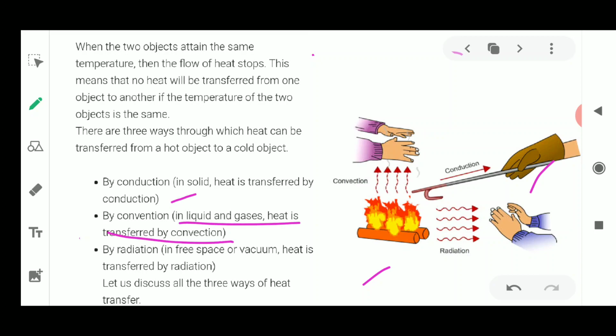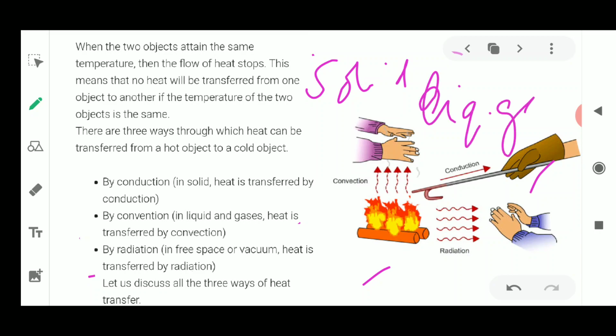And on the other hand, radiation means when the heat is transferred in a vacuum where there is no medium to flow. Okay, so whenever the heat is flowing in the states of matter, there are three states of matter: solid, liquid and gas. If the heat transfer is taking place in solids, it is known as conduction. If the heat transfer is taking place in liquids and gases, it is known as convection.